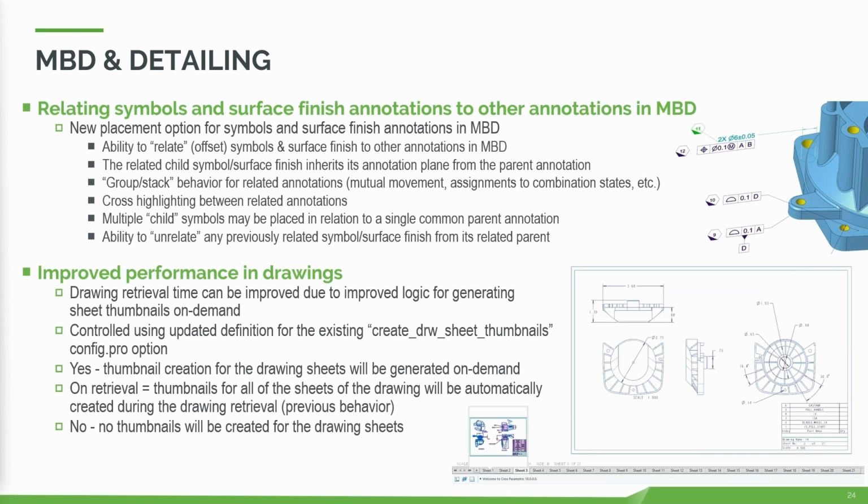So in terms of what's new in Creo 10, lots of focus on capturing that information. Creo 10 has new options around relating items together, so symbols and surface finish annotations can be related to other annotations in MBD so that they stay stuck together when they move around, which is very handy. Performance improvements too. Daniel actually showed this in the previous demonstration. Basically some back-end performance tuning to make drawings retrieve quicker and display quicker when you're working with them, and also when you're switching around sheets.